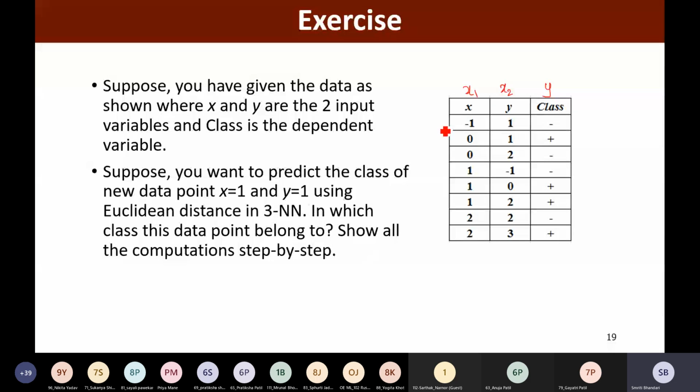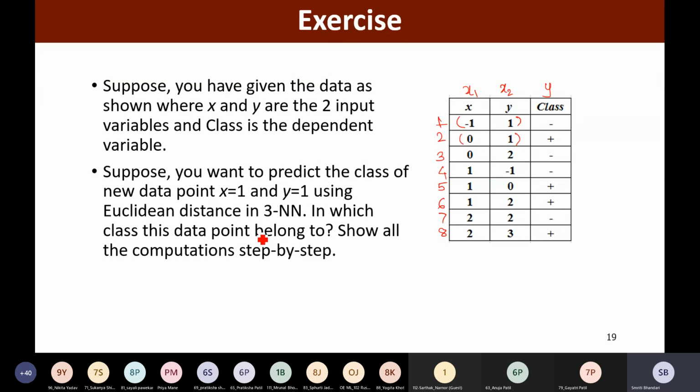So how many instances are given in my training data set? 1, 2, 3, 4, 5, 6, 7 and 8. 8 instances are provided. This is the feature vector for the first sample: -1, 1. For the second instance, 0, 1 is the feature vector and so on. This is how the training data set is provided, and the class label is also provided: negative class and positive class.